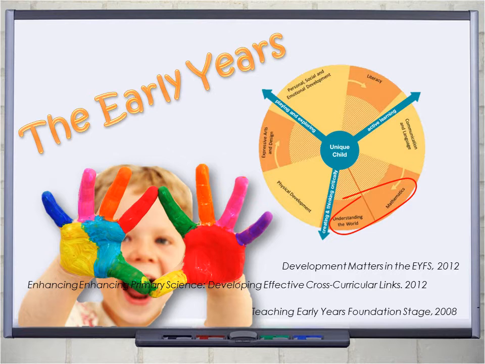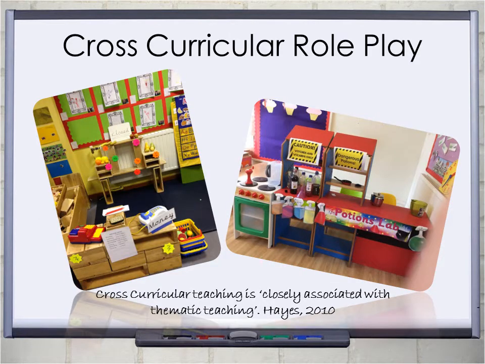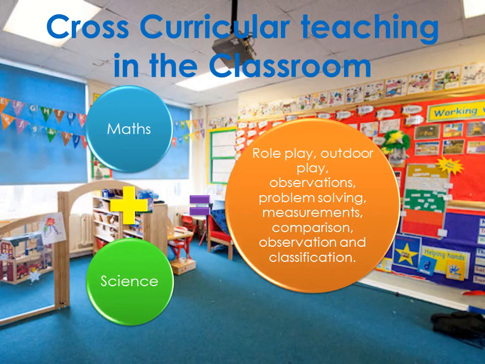Lewis and Kelly in 2012 stated that arguments in support of this approach are based in an understanding of child development, and that children do not assign particular activities to a particular subject, and therefore this approach more closely mirrors the way they learn. Hayes 2010 stated that cross-curricular teaching is often associated with thematic teaching. Therefore, links between maths and science can be found through thematic topics, for example in the role play area, which could be set up as a fruit and vegetable shop or a science lab. Both will allow children to explore the idea of mixing materials, measuring and investigating the world around them.